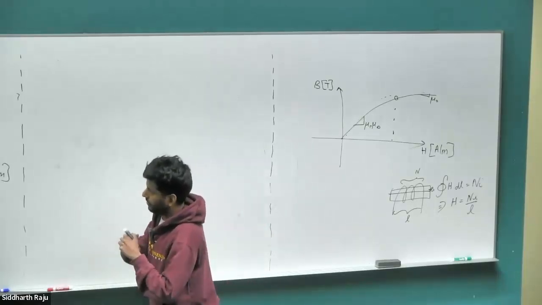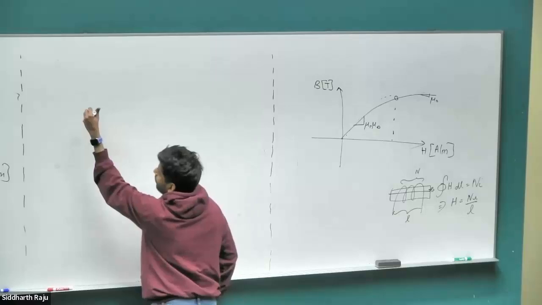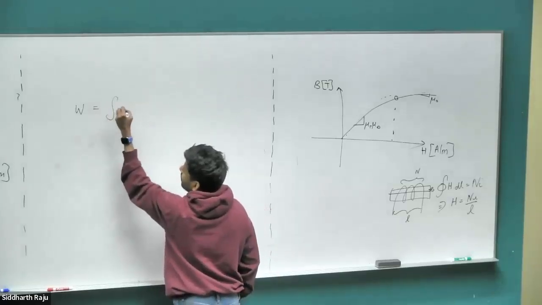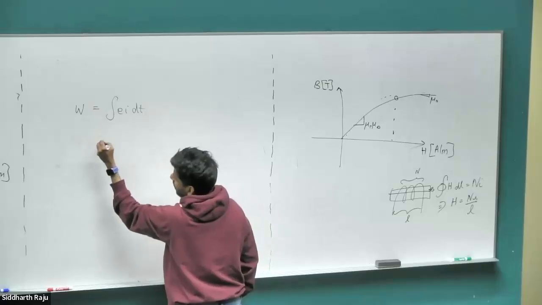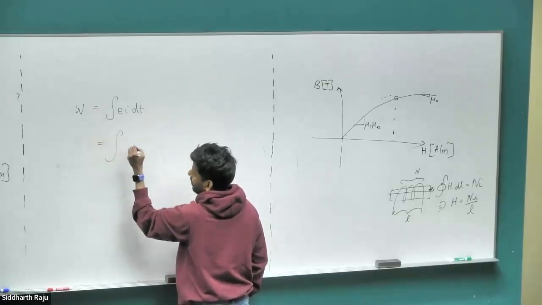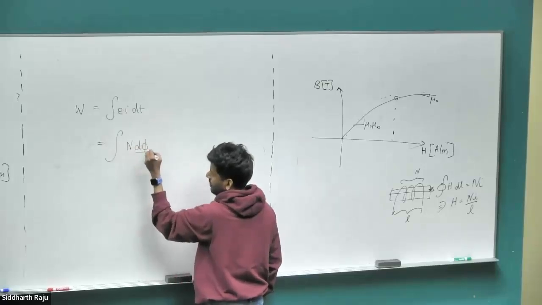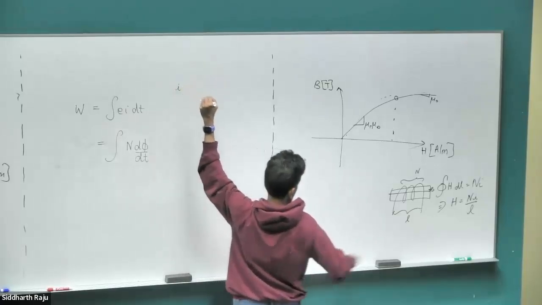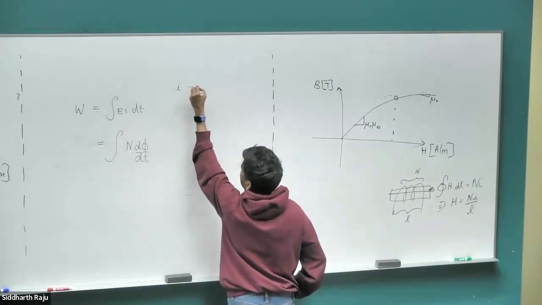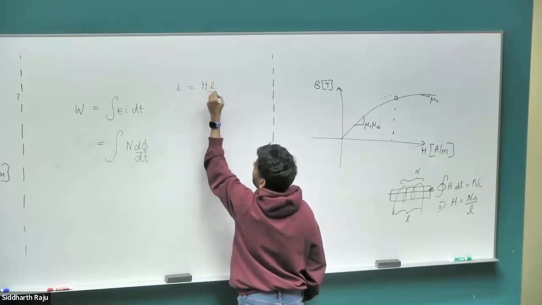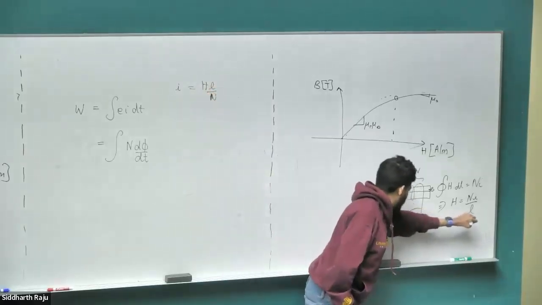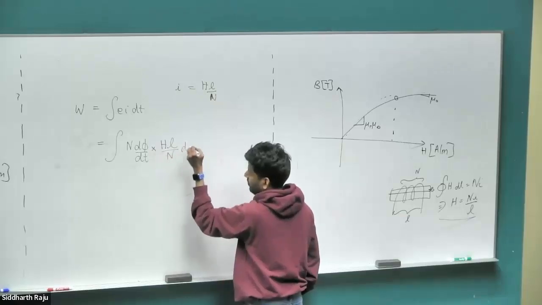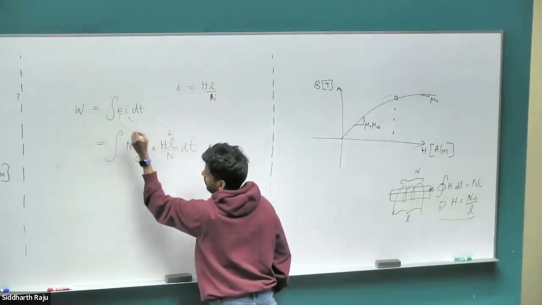So when we have this BH curve, let's go back to our energy expression. That was the integral of EI dt for power times dt, and our E itself was the integral of N times dphi by dt. And our current, if you remember, H equals Ni by L, so i equals HL by N, from this expression right here. So substituting that, HL by N times dt. I'm substituting for the current and for the EMF.